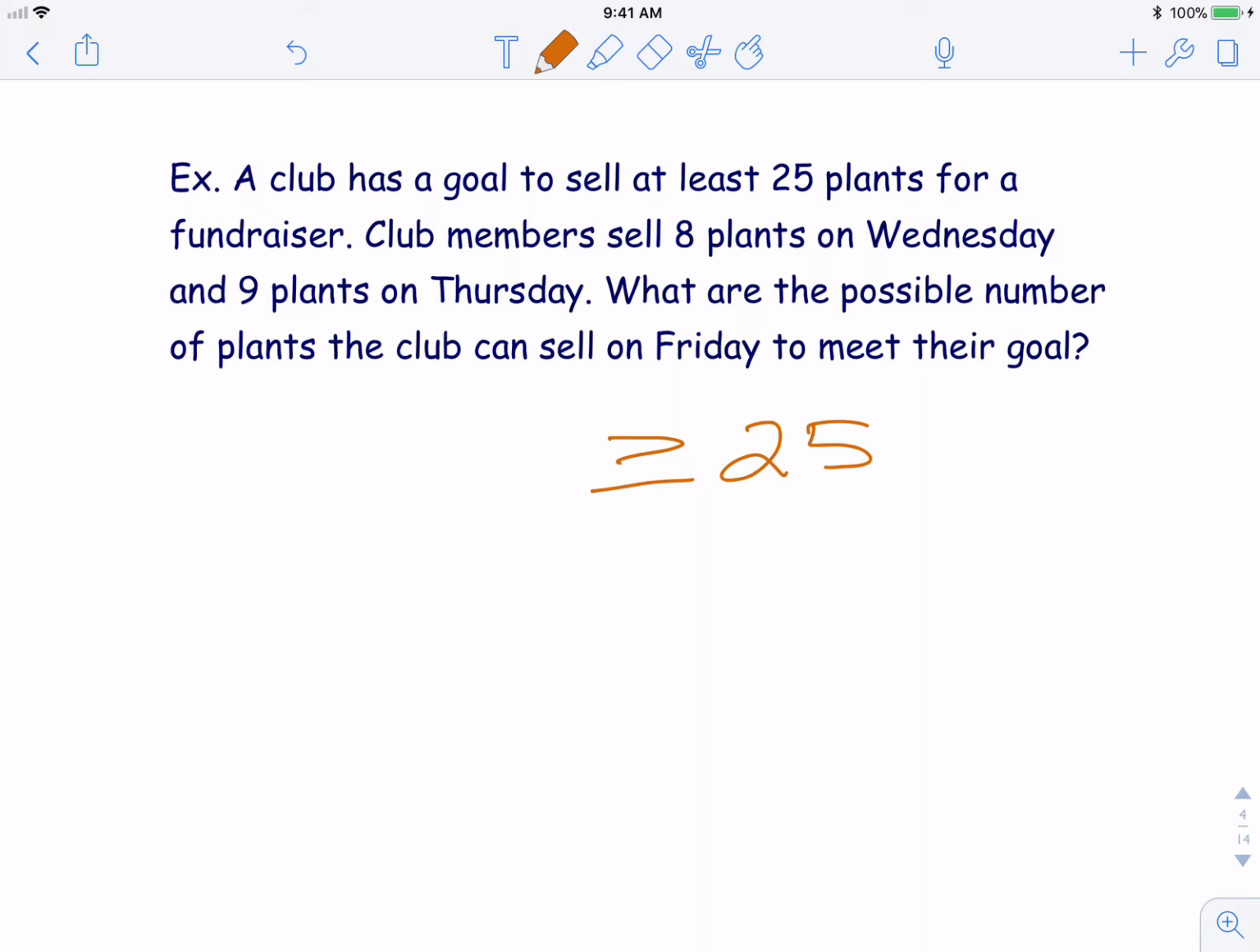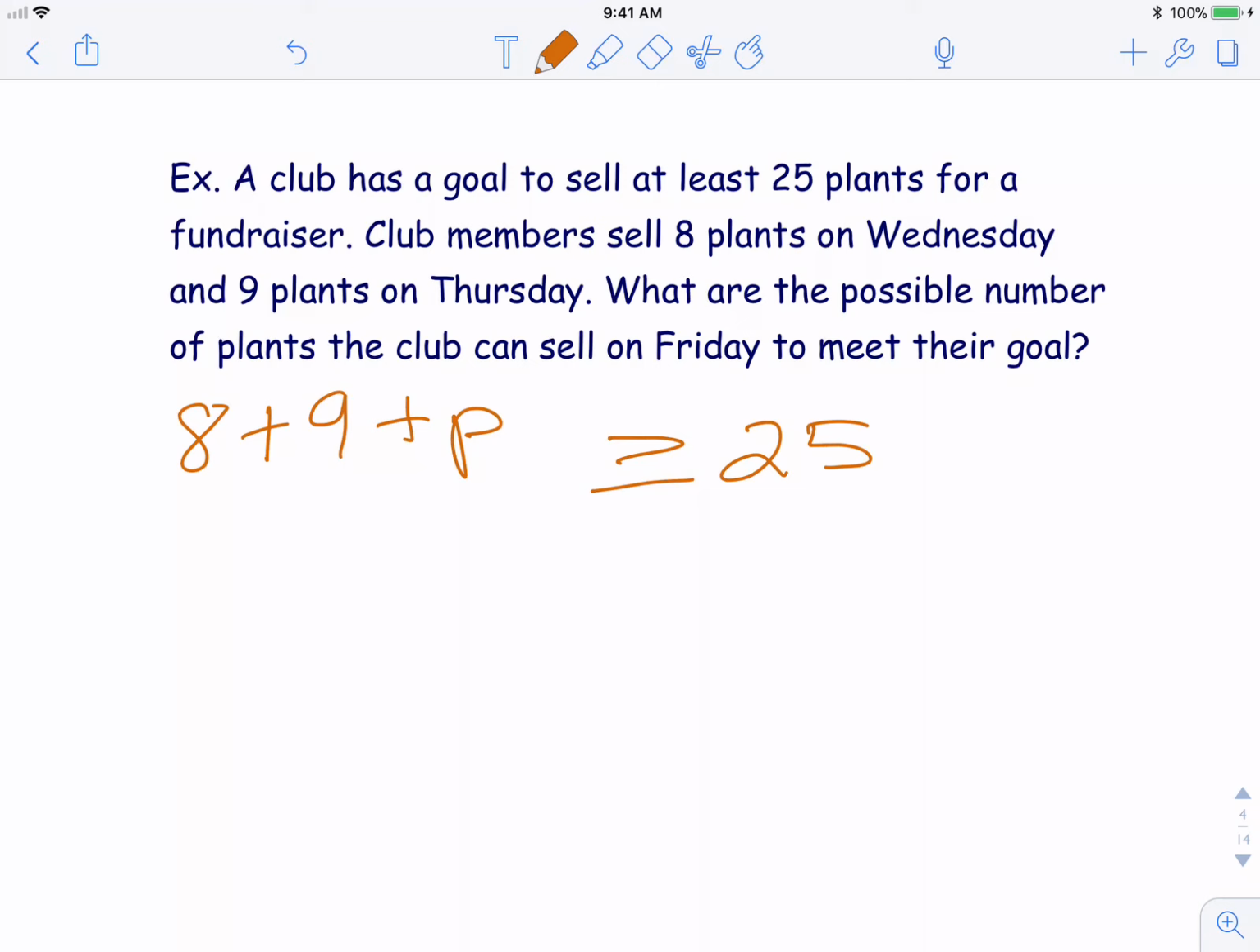Those club members have sold 8 plants on Wednesday and 9 plants on Thursday. So I sold 8 plants, and then I sold an additional 9, so I'm going to add 9 also onto my total. And then I want to know, well, I need to sell some more. So I'm going to add on some more plants, so plus an additional P amount of plants.